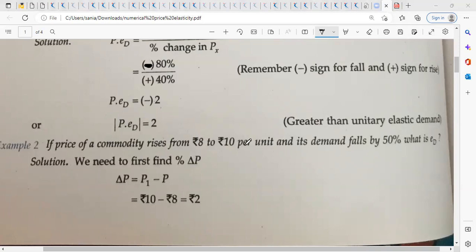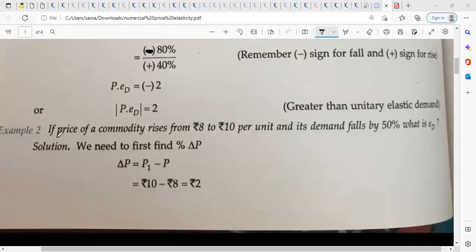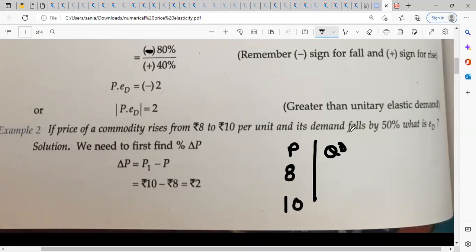Written, Labiba, the question? Next. Okay, so see, over here, a price of a commodity. Whenever you get a question, just note it down. You will make a table like this, P and Q. This Q is basically the demand. So now what is happening? First, your price is increasing from 8 to 10. So first is 8 and then 10. And your demand is falling by 50%. So it's falling.